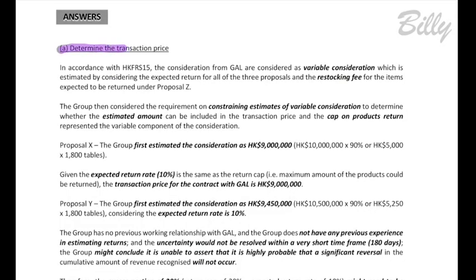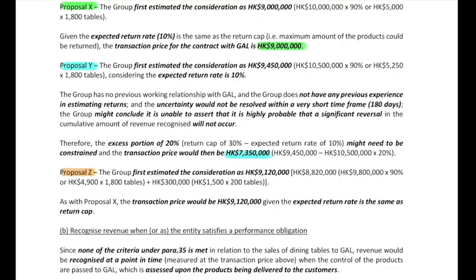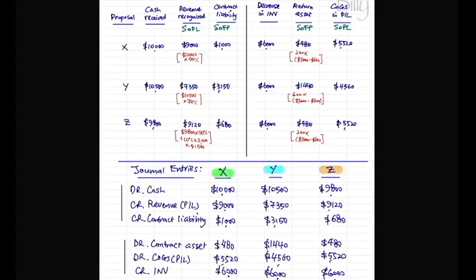Part A, determine the transaction price. Proposal X, the transaction price is $9 million. Proposal Y, the transaction price should be equal to 7350. And proposal Z is equal to 9120.